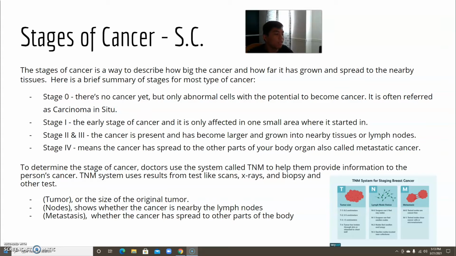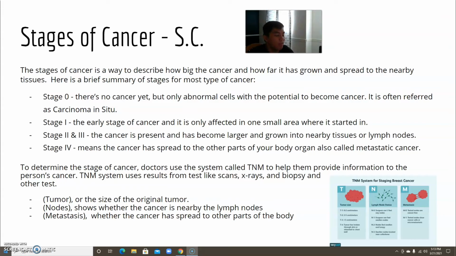Stage 1, the early stage of cancer, is only in one area, where it started. In stage 2 and stage 3, the cancer is present and has become larger and grown into nearby tissue or lymph nodes. Stage 4 means the cancer has spread to other parts of your body, also called metastatic cancer.